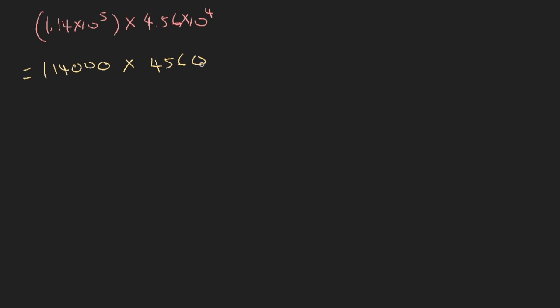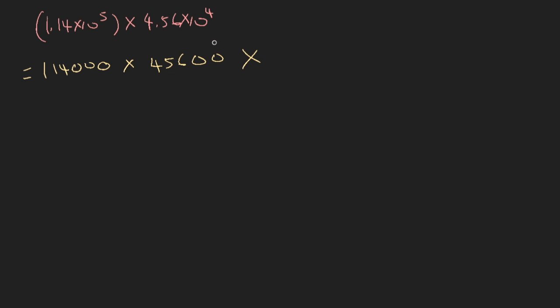If you are asked to solve 1.14 times 10 to the power 5 times 4.56 times 10 to the power 4, how exactly do you do this? It would be really silly for you to write 114000, how many zeros are there? 1, 2, 3, 4, 5, times 456000. These are big numbers, right? So this is a negative example. Don't do that. Your calculators may not even have enough zeros.